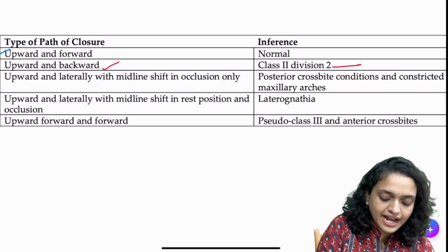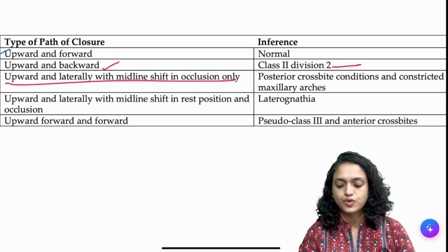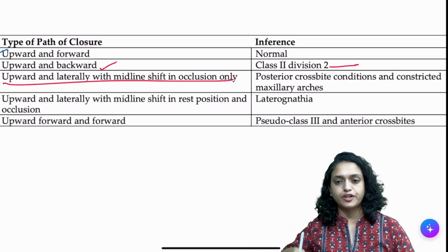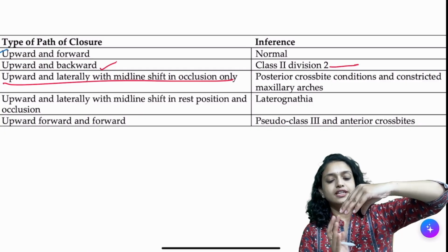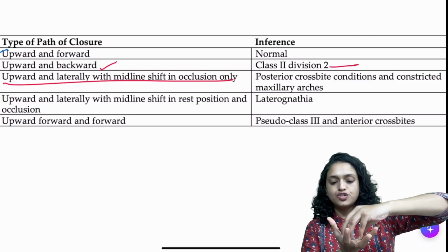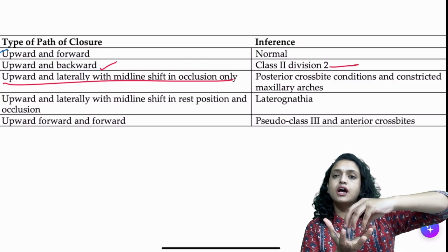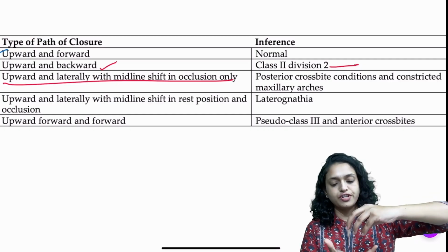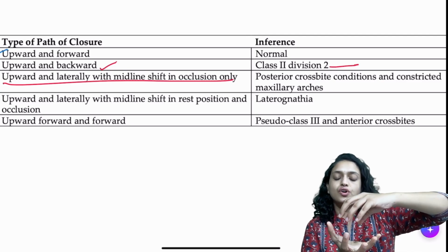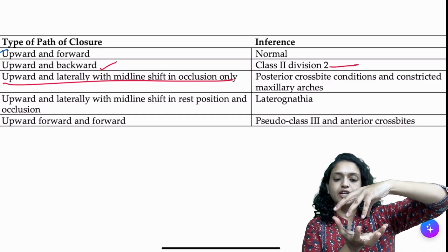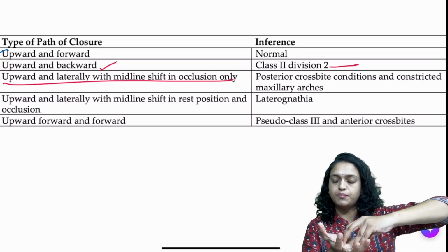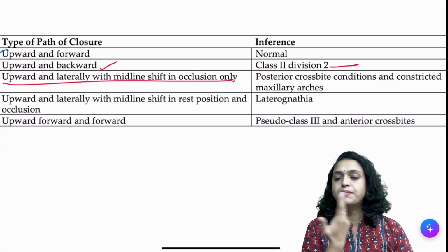Next, upward and laterally with midline shift only in the occlusion is generally seen in posterior crossbites. If there is any posterior crossbite or if the maxilla is constricted, the mandible, which is normally sized, will not be able to fit in. Generally it fits so that there can be maximum functional efficiency. So it can either fit like this or it can fit like this. When the maxilla is narrow, the mandible shifts on either side laterally and fits into the position. So it will be visible as a midline shift.